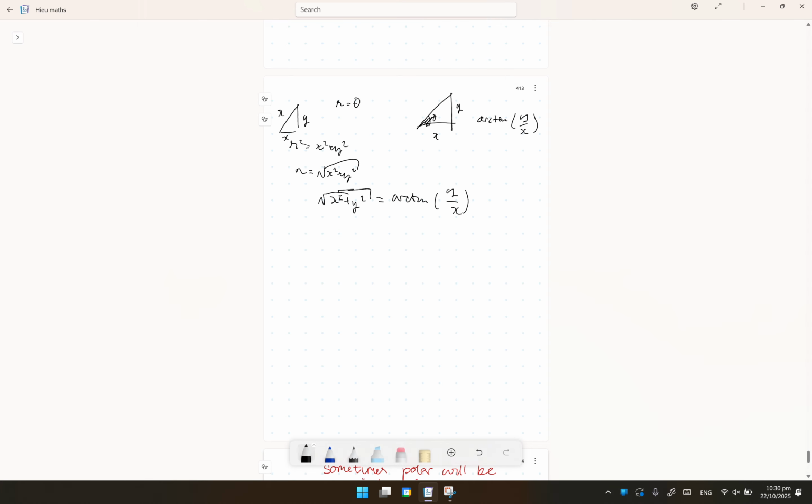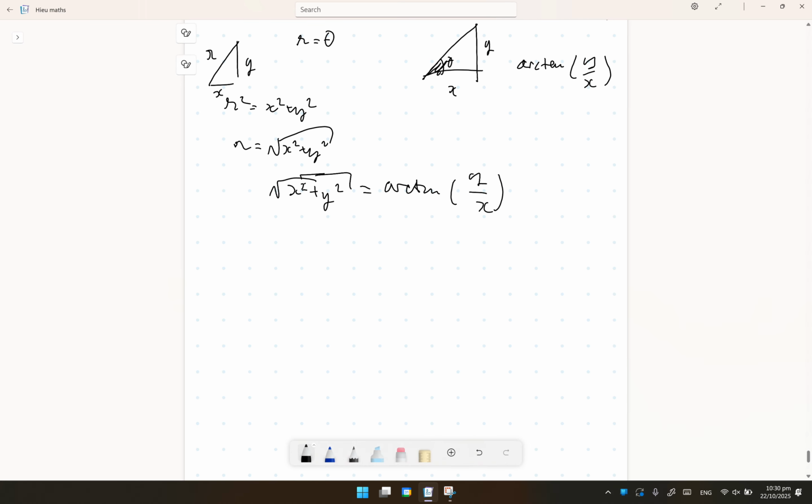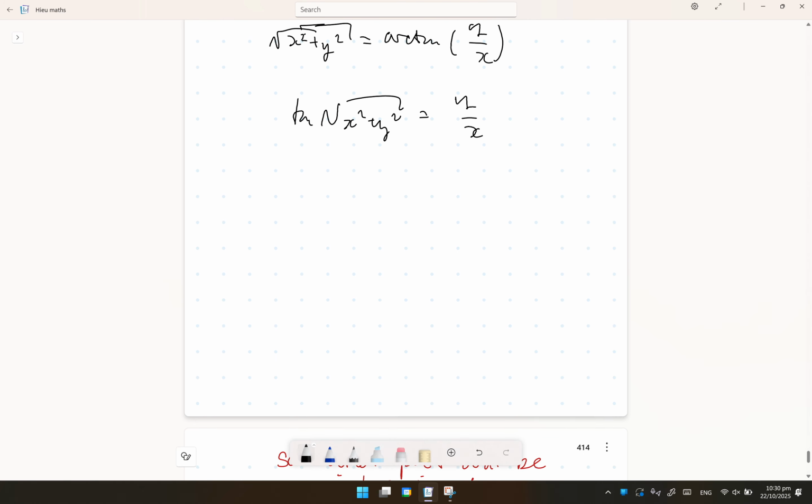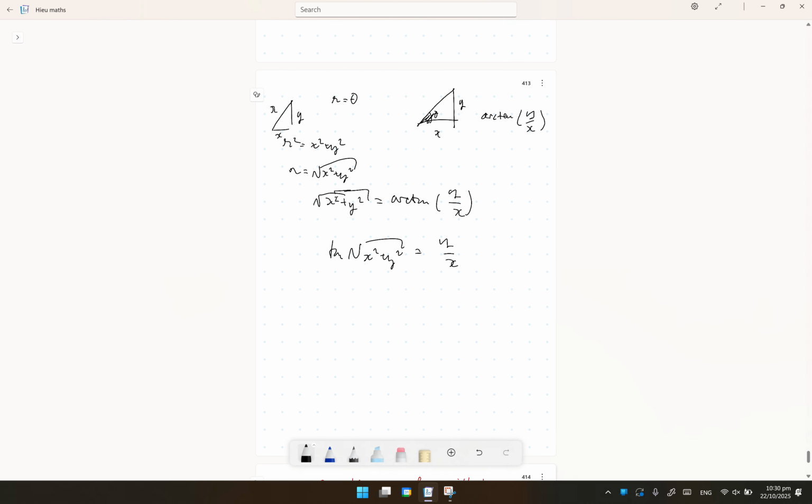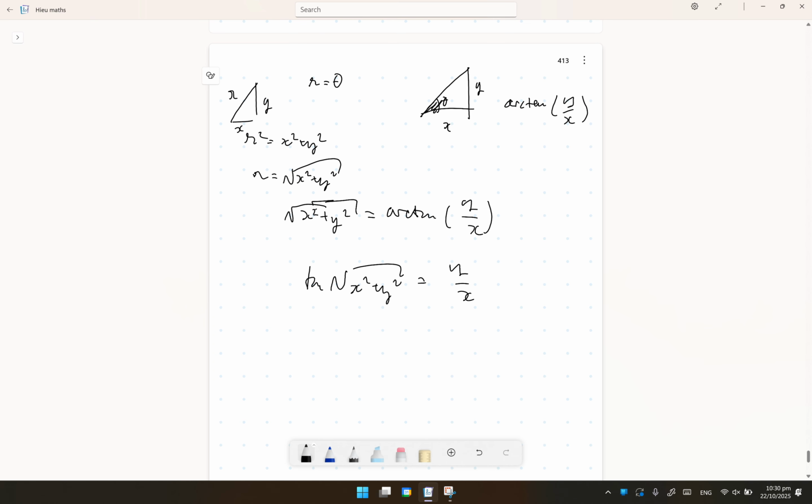If you tan both sides, just to get y over x by itself, then it would be tan of x squared plus y squared is equal to tan of this. It would give you y over x. So this is clearly a very complicated kind of equation. So that's the idea.